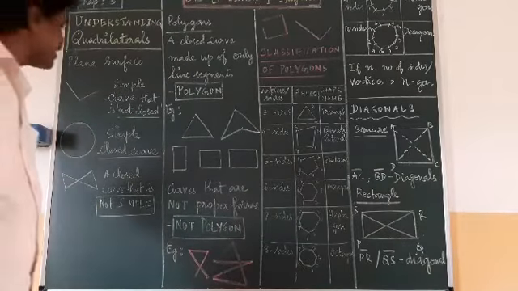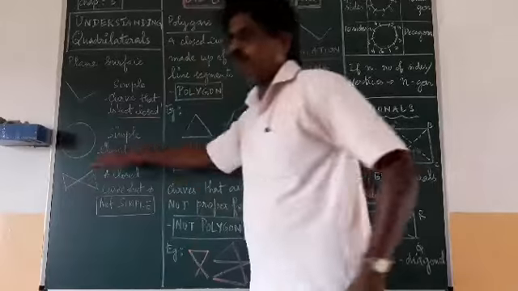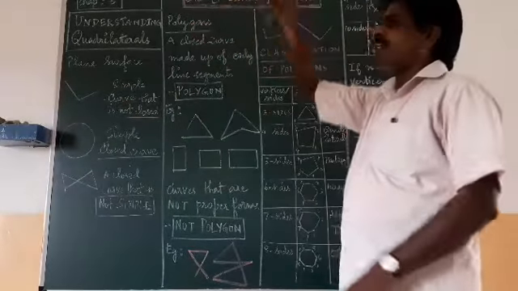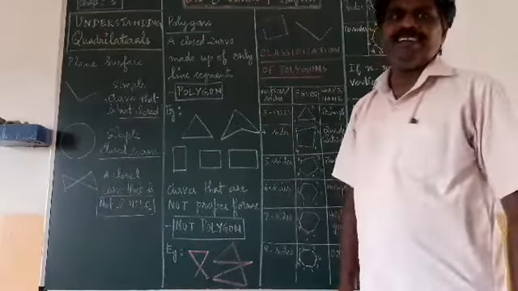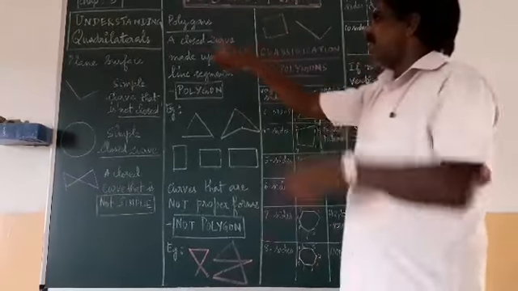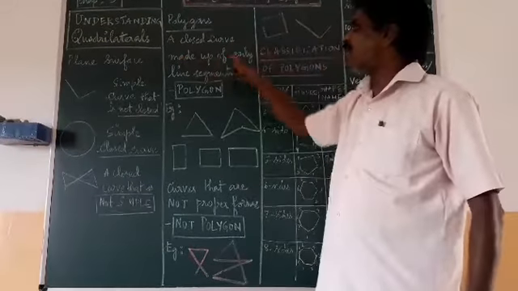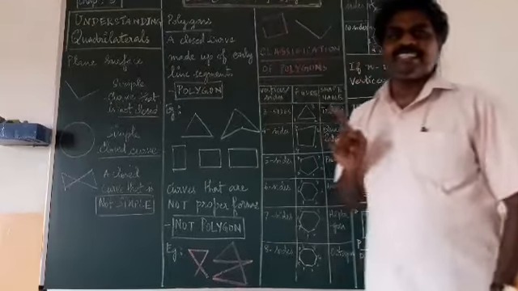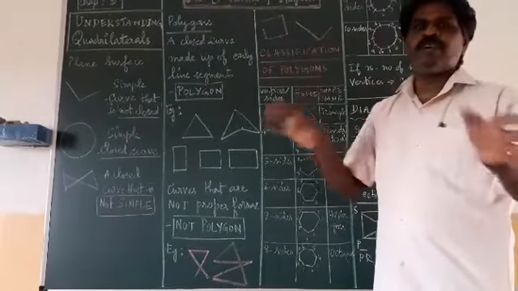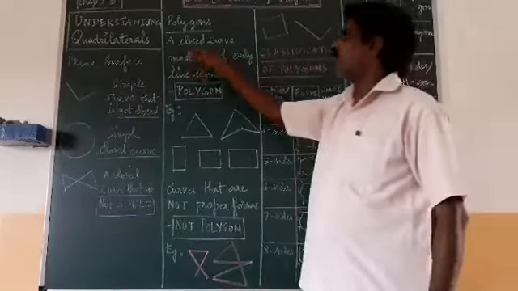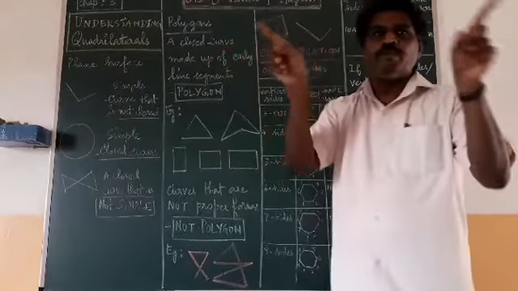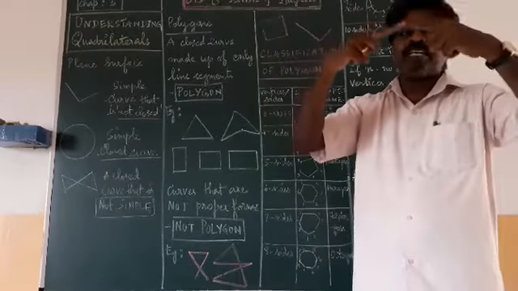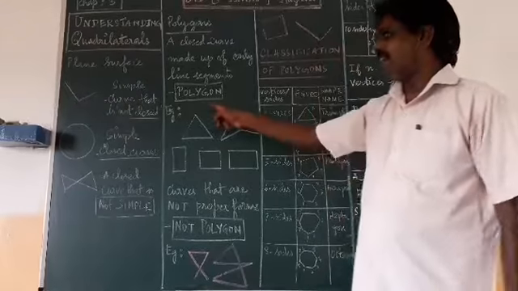Then, based on these lines and curves, what you are going to study here is polygons. What is a polygon? A polygon is a closed curve made up of only line segments. Any shape you can draw using lines. It should be a closed curve. That means it will not open. Finally, the lines should touch each other. So that is called a polygon.